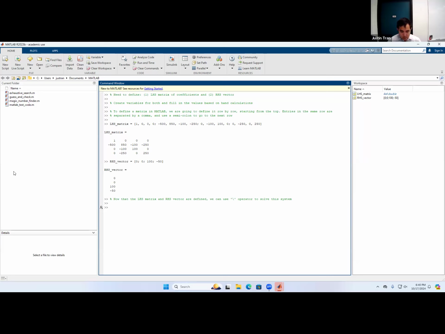That's the backslash operator that we're going to use to solve for this system. To use the backslash operator, all you have to do is put the left-hand side matrix, backslash, the right-hand side vector. That's it. The hard part of using MATLAB is just defining the variables to begin with. So let me do that: left-hand side matrix, backslash, right-hand side vector, and then you hit enter. The result here is the solution to your linear system of equations.